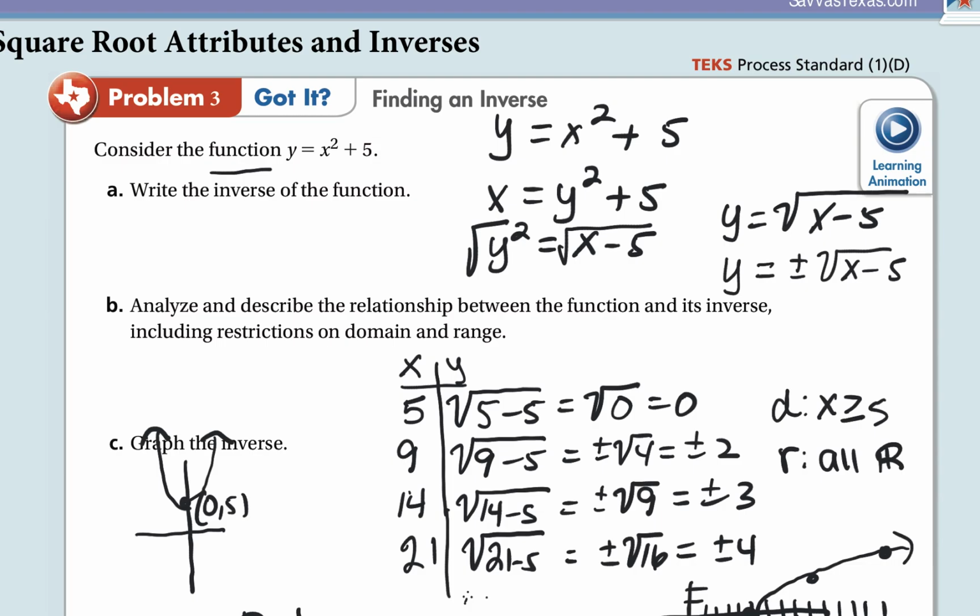Now, I do want you to notice the relationship between the range and its inverse. And you notice that the domain and the range are, yep, they're flipped. So to find the inverse domain, all you would have to do is look at the function range. And then vice versa. If you want to know the inverse range, you'd have to look at the domain of the function itself.